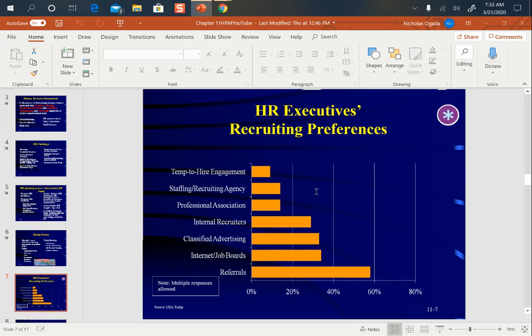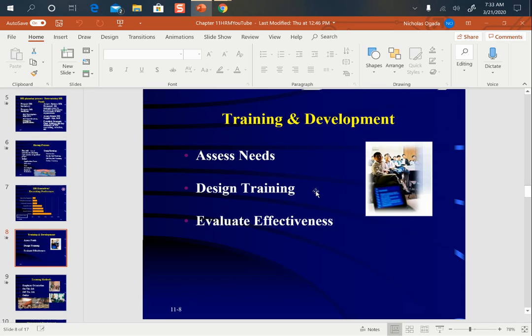There are internal recruiters who come on campus for recruitment. There are professional associations, staffing agencies. Again, we have seen some of those, and we have seasonal or temporary-to-hire engagement and so on. But again, the key idea is just to understand, I think networking is very important.